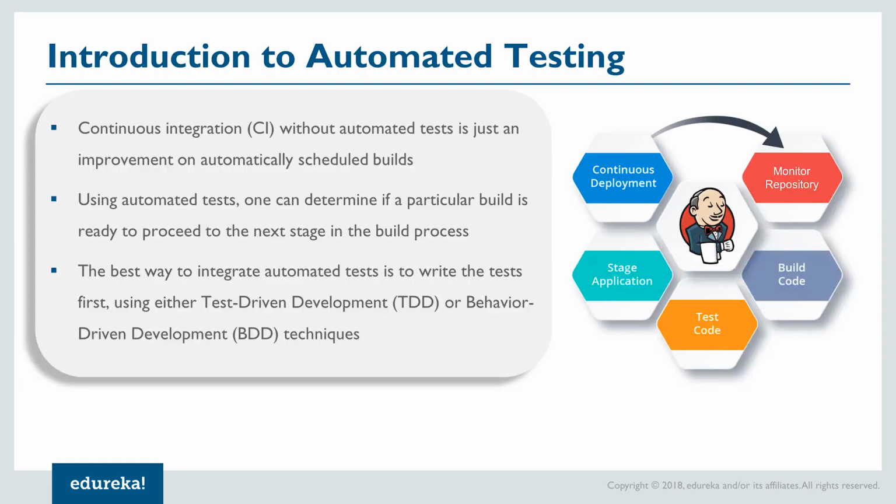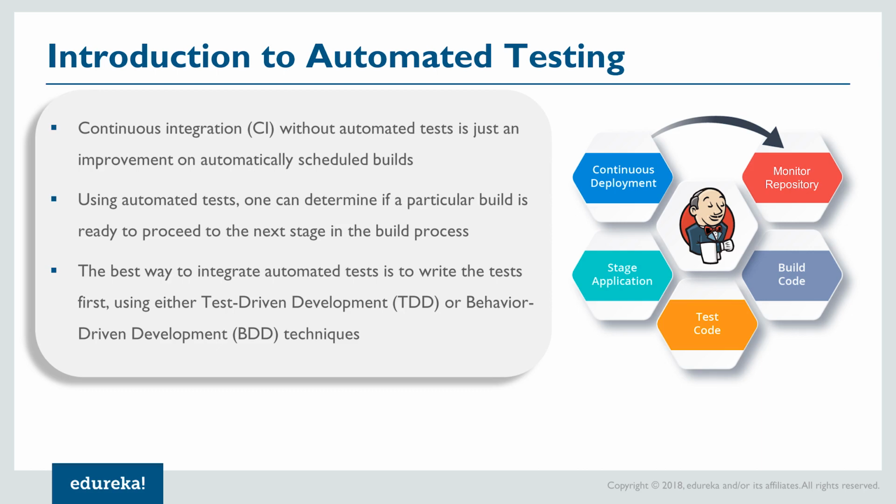First of all, let's try and understand what exactly automated testing is all about. Continuous integration as a principle, or CI, without automated tests is just an improvement on automatically scheduled builds. So testing, or automated testing, is one of the most important and most crucial components of the overall CI/CD pipeline. Often it is one of the most neglected aspects when we talk about continuous integration, continuous delivery, or continuous deployment. So using automated tests, one can determine if a particular build is ready to proceed to the next stage in the build process or not.